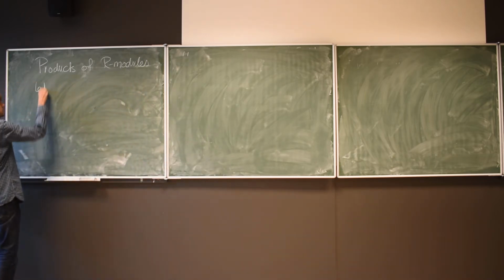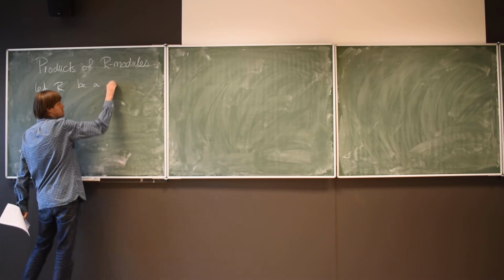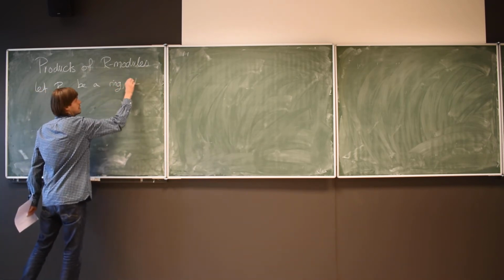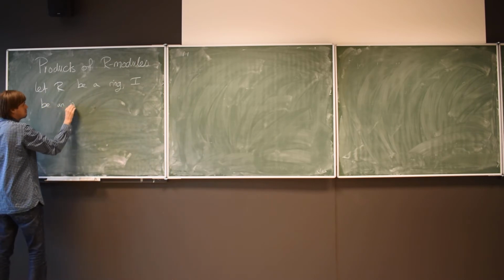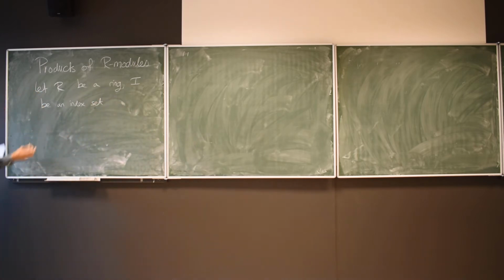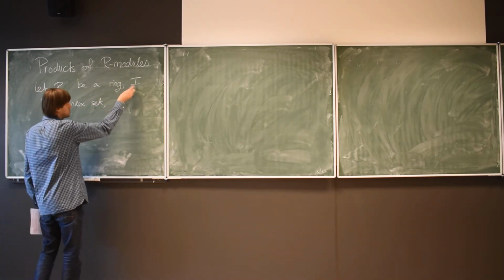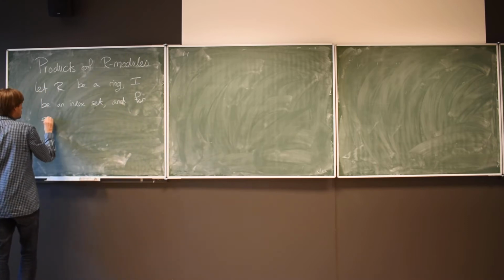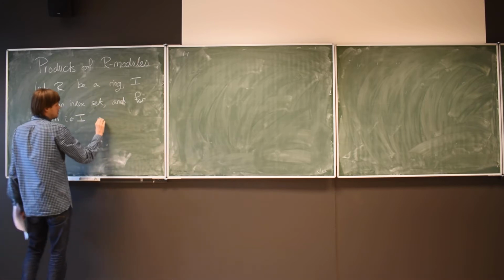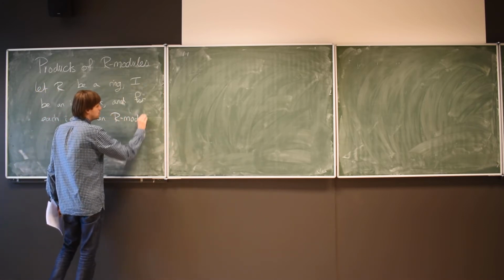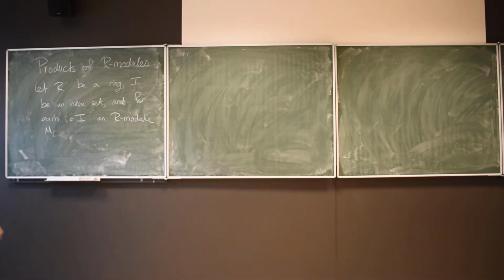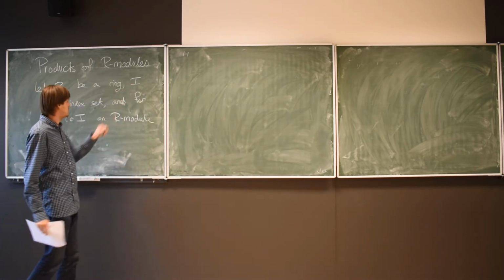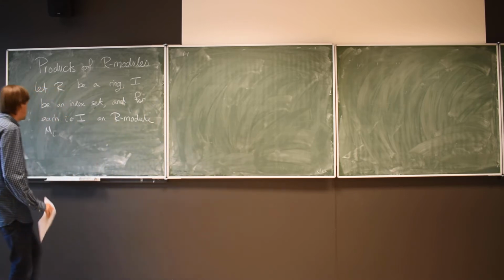Okay, so we start with a ring, as before, so maybe not commutative, and I let I be an index set. So with that I just mean it can be any set you want. And I suppose that I'm given for each i in I an R module Mi. Okay, so I have some index set, maybe infinite, so it can be quite huge. And for each element of my index set, I suppose that you give me some R module.